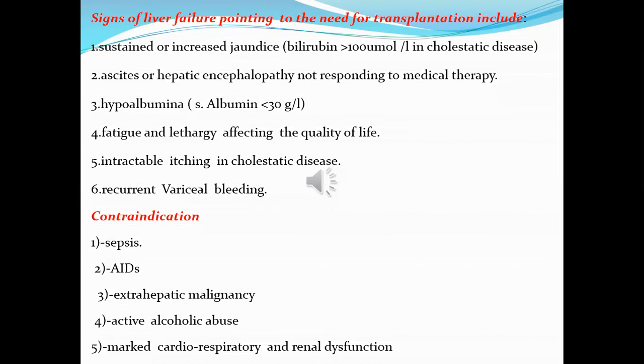Four, fatigue and lethargy affecting the quality of life. In spite of conservative treatment, the patient is lethargic and fatigued, finding it difficult to perform simple daily activities, and should be indicated for liver transplant. Five, intractable itching in cholestatic jaundice, severe pruritus in cholestatic disease. We know the pathogenesis of the itching is retention of bile salts inside the skin leading to severe itching, and the patient has difficulty sleeping from the itching. This is one of the indications for liver transplant.